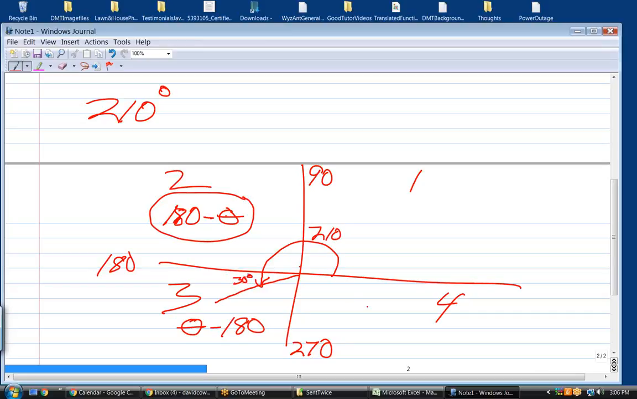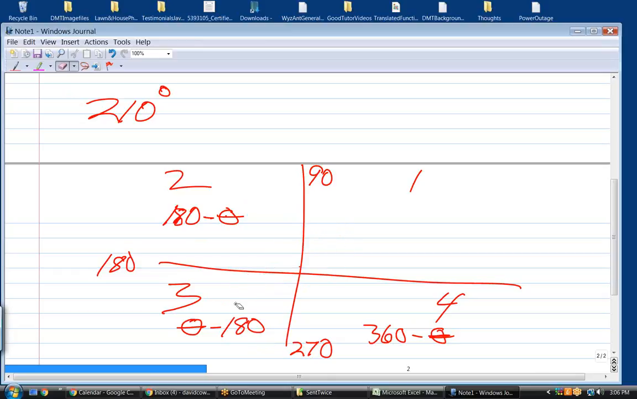And in the fourth quadrant, it's the same as the second, only it's 360 instead of 180. So 360 minus theta. So no matter what angle I give you, let's say I give you 300 degrees, what's the reference angle? 60. Correct.